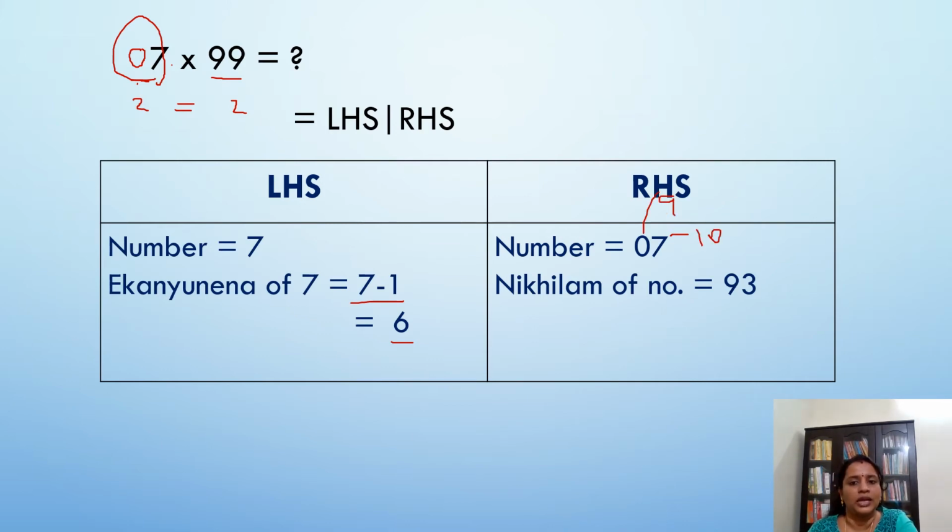So I have to take the 9's complement of 0 and the 10's complement of 7. So 9 minus 0 is 9 and 10 minus 7 is 3. And my answer is 693.